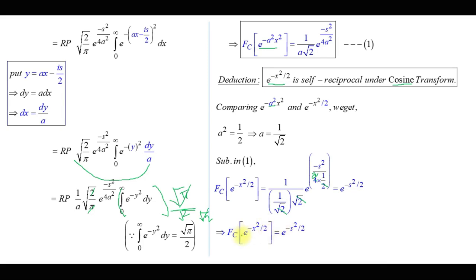Therefore, this function is self-reciprocal under what transform? Fourier cosine transform. This implies e^(minus x squared by 2) is self-reciprocal under the Fourier cosine transform. Thank you.